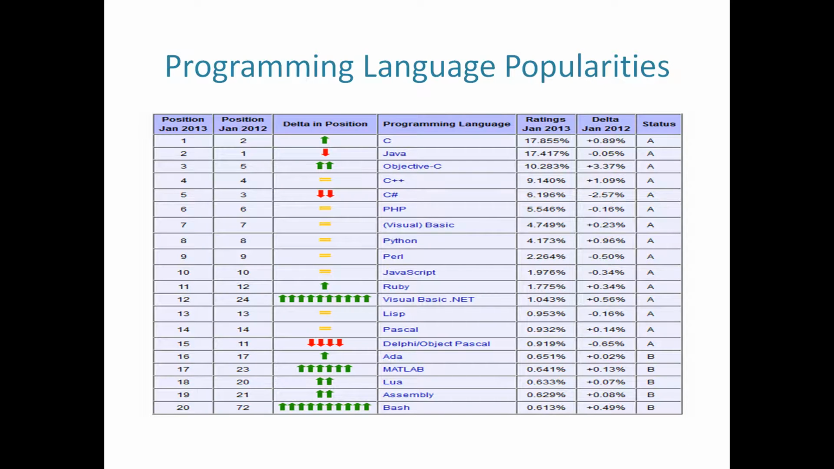Now this is the popularity chart that is being shown for programming languages. That is from January 2013 positions, and positions in 2012. The C language rating has improved, the Java language decreased a bit, then Objective-C increased. Many of the languages did not decrease. So this is just a programming language popularity chart.